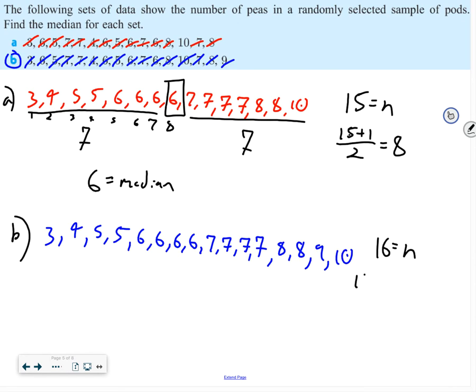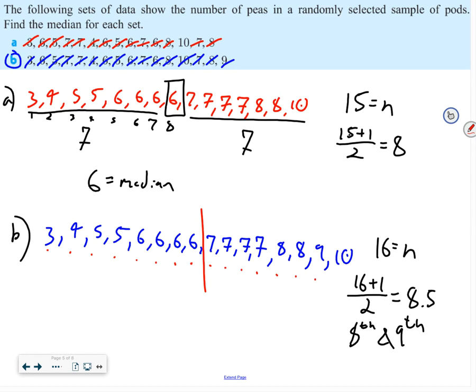So I do 16 plus 1 divided by 2, well, that's 17, that's 8.5. So I have to take the average of the 8th and the 9th value. As I go over to the 8th value, this is 1, 2, 3, 4, 5, 6, 7, 8. So that means this is the middle. I should have 8 on this side. 1, 2, 3, 4, 5, 6, 7, 8.